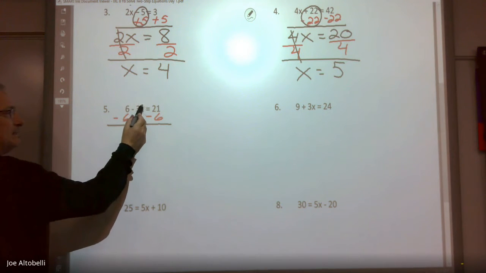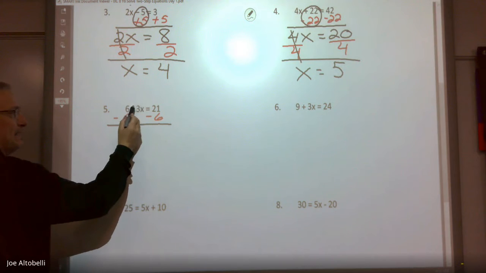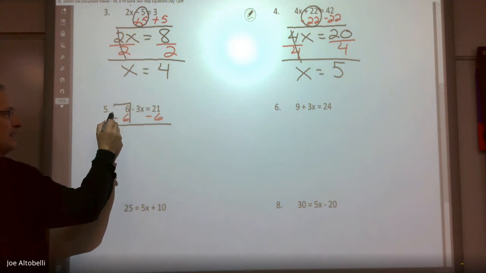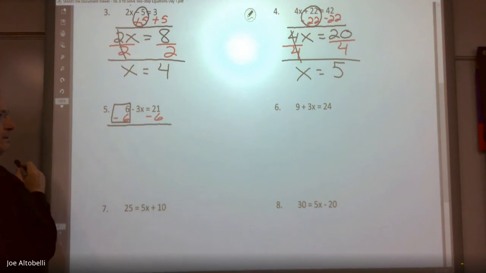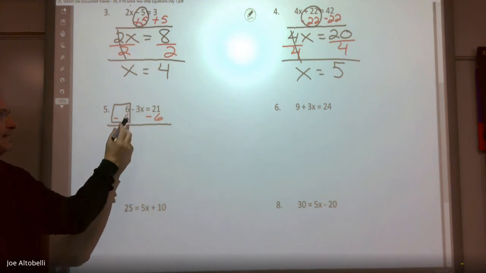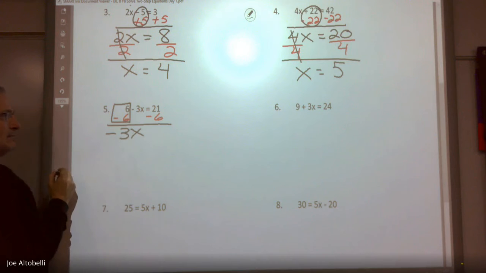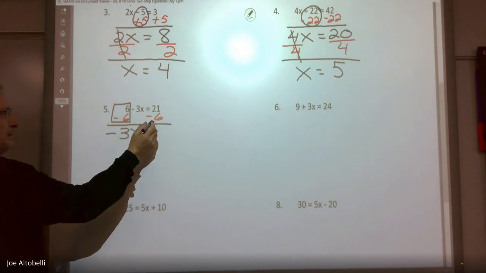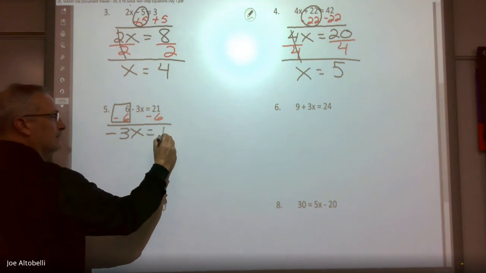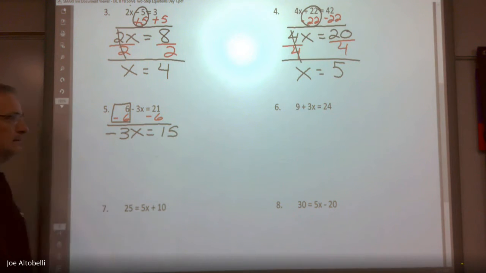I am still left here with this left side. This zeroes out right here. This zeroes out. That's 0. But I still have this negative. So you got to remember that negative. So we have a negative 3x. And then 21 minus 6 is 15. Okay, so you have to remember that negative there, or subtraction, or minus, however you think of it.